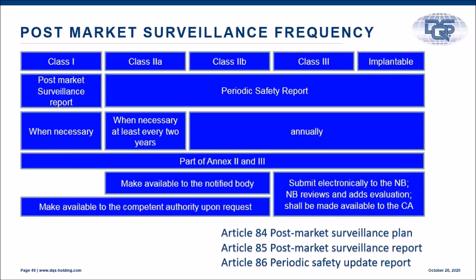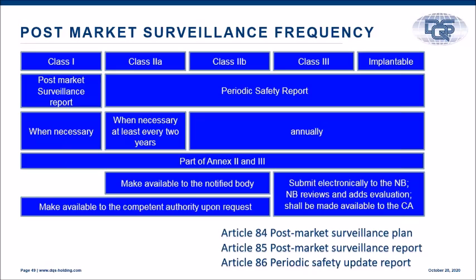So class 1, you need to have a post-market surveillance report. So you can define when it is necessary. Class 2A, periodic safety update report, that is PSUR, is required when necessary, at least every 2 years, minimum every 2 years, or as and when you feel required. But every 2 years is mandatory. Class 2B, class 3, and implantable products under class 2A or class 3, it is required annually.